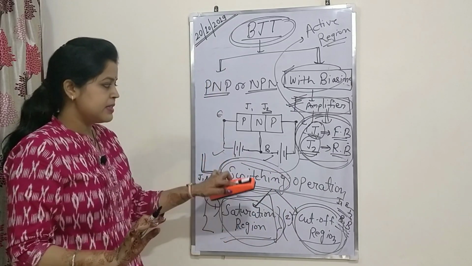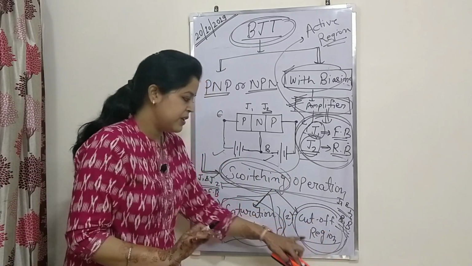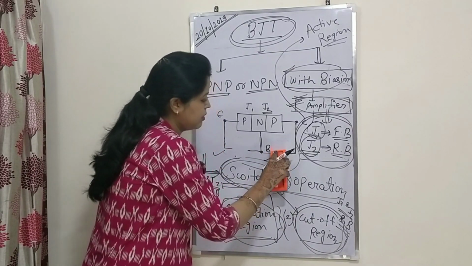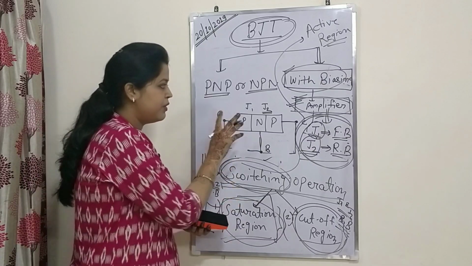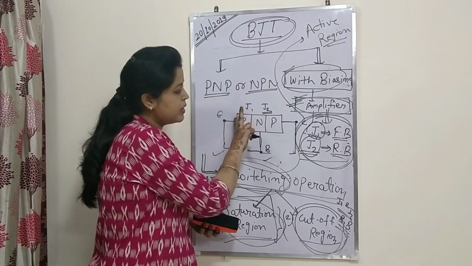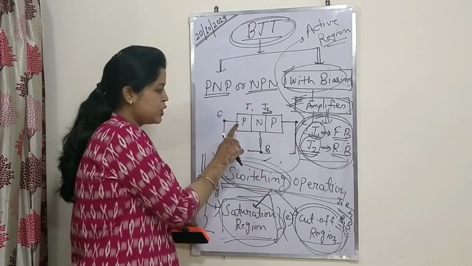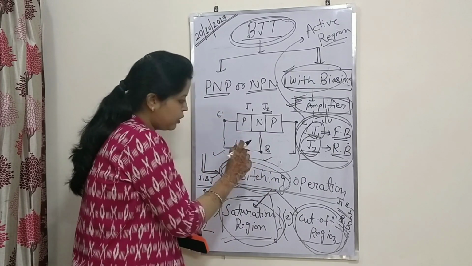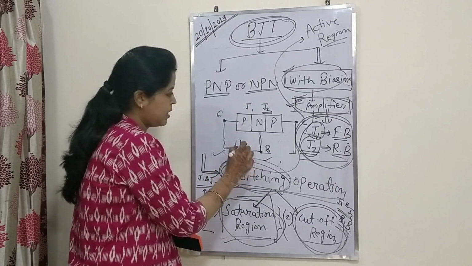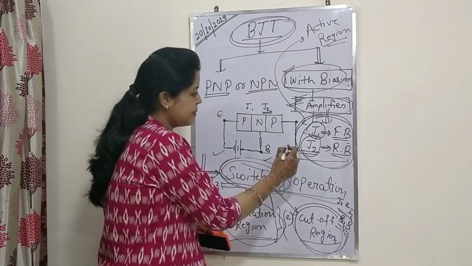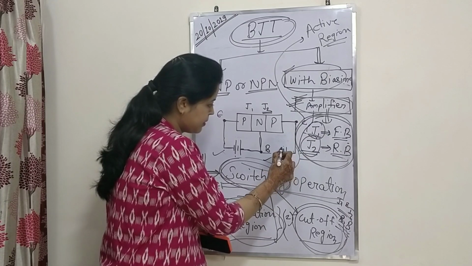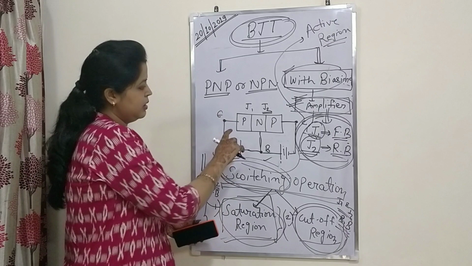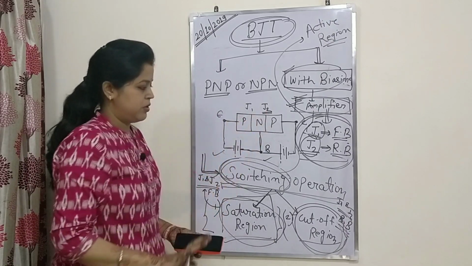The same concept is applicable with cutoff region, only the biasing will be different. Here we have to go with the reverse biasing for both the junctions. So the P type of semiconductor is connected with negative, and similarly the P type is connected to negative. So now both the batteries are providing reverse biasing mode to both the junctions.